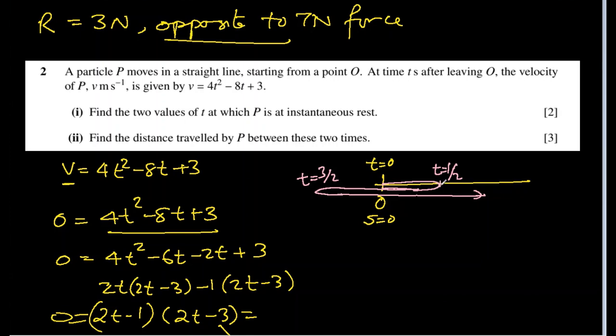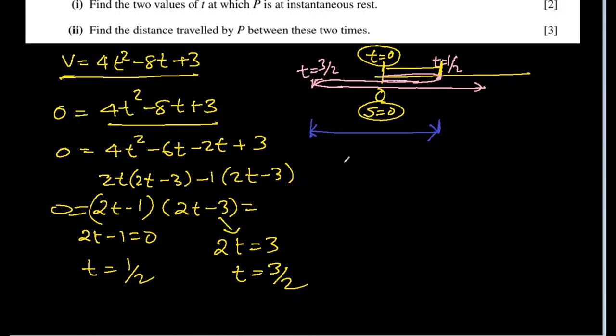That means it turns here and here. This distance they're asking, let me change the color which will be making it visible. This distance, only this distance they're asking. So for distance, we should have a distance formula. We don't have. So to find displacement, we will just integrate the velocity equation, which is integral of v dt equal to integral of 4t square minus 8t plus 3 dt.